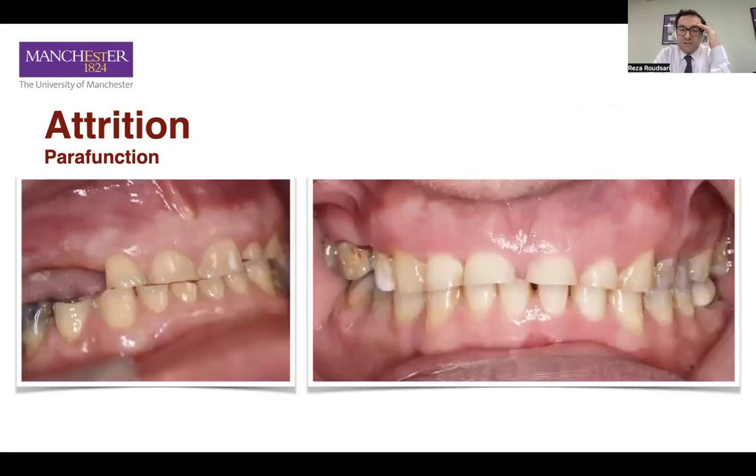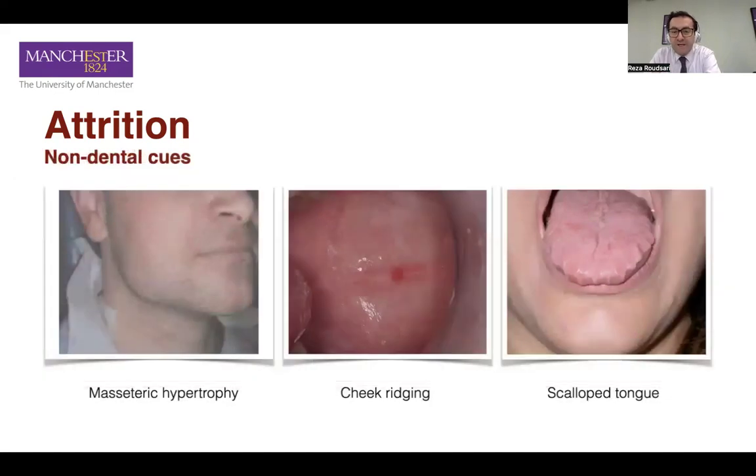So they might have a couple of years of no parafunction, and then all of a sudden, things might come back. But as I mentioned about half an hour ago, when you're looking at attrition, the teeth grind against each other, and therefore you can put them together. So they kind of actually match the pattern of wear of each other. Now, again, there are signs which can help you diagnose parafunction. The picture on the left shows a gentleman who is a champion boxer, and you can see the hypertrophy, i.e. the masseteric muscles getting very strong. So you can see the masseter muscle hypertrophy.